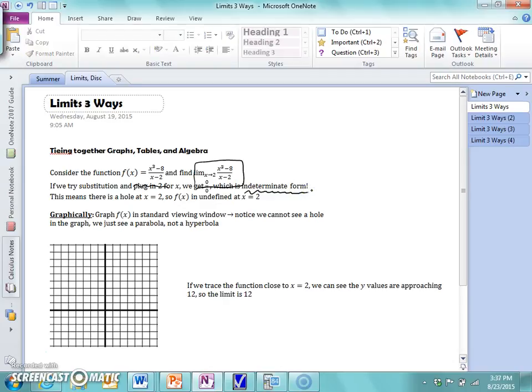Anytime you have 0 over 0, that means you have a hole in the graph. So later on, algebraically, we will fix the problem. But for now, we still don't know what the limit is. The function is undefined when x is 2. So we're going to graph this thing.